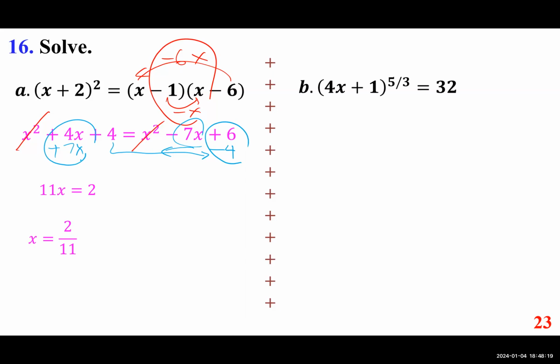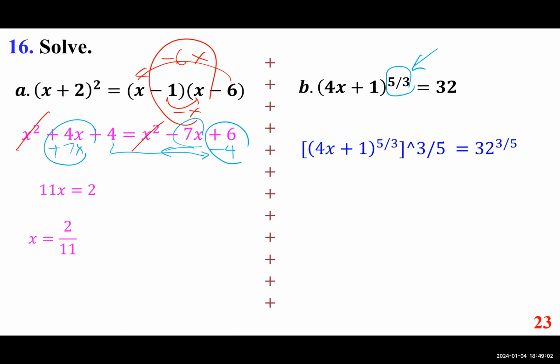(4x plus 1) to the power of 5/3 equals 32, and that's a rational exponent. So we have to raise both sides to some power. So what power would that be? You look at this one. To undo this, you have to raise it to the power of its reciprocal, 3 over 5. So you are going to raise both sides to the power of 3 over 5. Okay, everybody? You raise both sides to the power of 3 over 5.